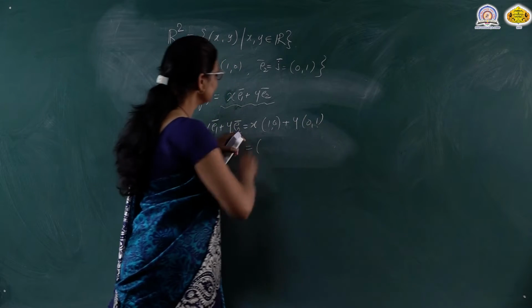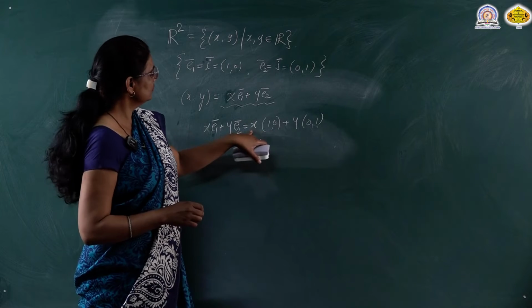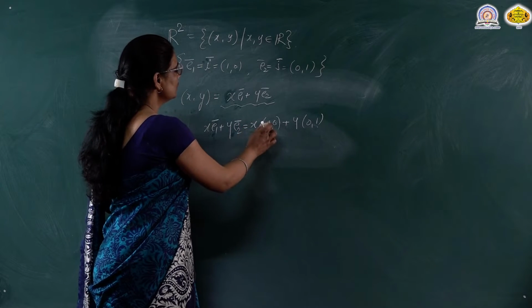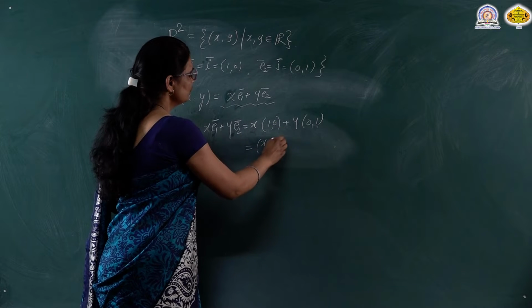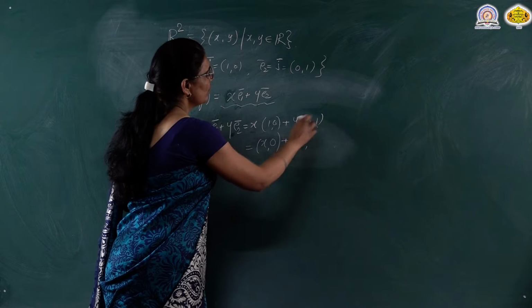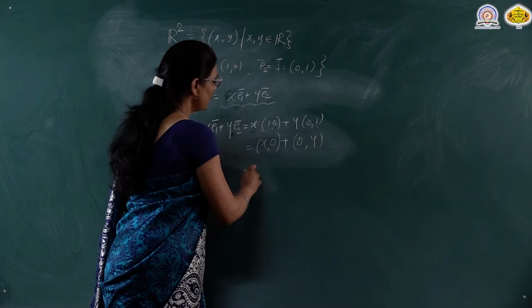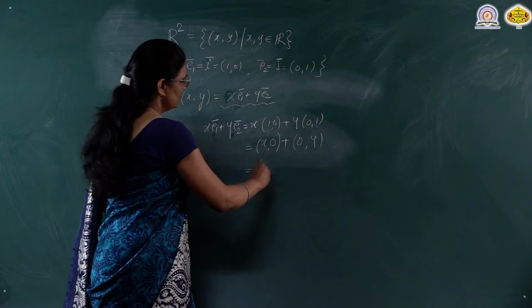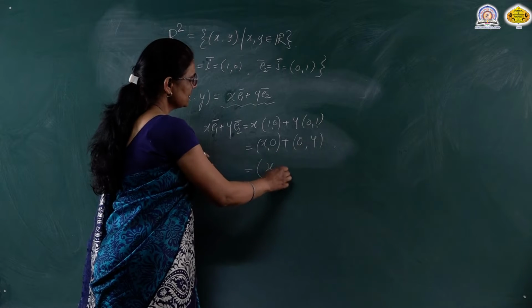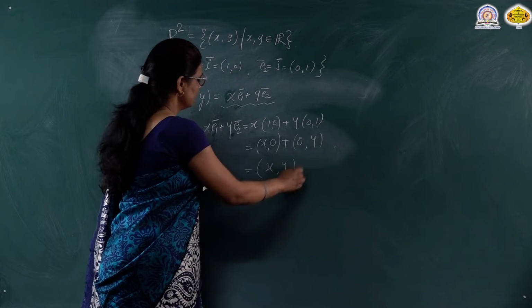So this is same as, do the scalar multiplication, component wise scalar multiplication. So x into 1 is x, x into 0 is 0, plus y into 0 is 0, y into 1 is y. Now add these two vectors. So the addition of these two vectors is x plus 0 is x, 0 plus y is y.